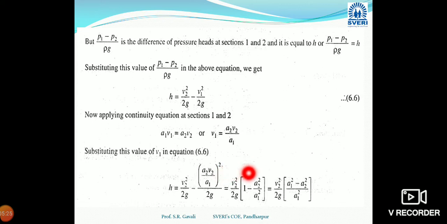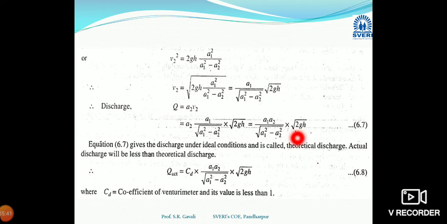And if you go for that, V2 square upon 2G will be taken common and it will become 1 minus A2 square divided by A1 square. With simplification, V2 square divided by 2G into (A1 square minus A2 square) divided by A1 square. This is going to be H. Therefore, put the value of H in this equation. Therefore, V2 square upon 2G is equal to 2GH into A1 square divided by A1 square minus A2 square.